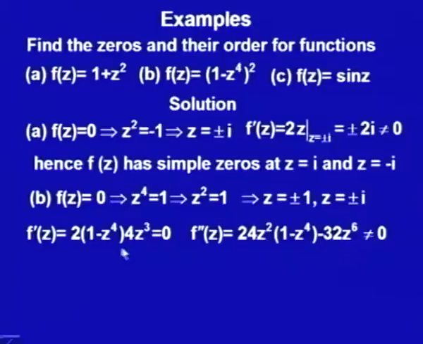So, what will be the order of the zeros at these points? The order of the zero would be 2, because what we have is f(z) is 0, f dash(z) is 0, but f double dash(z) is not 0. So, for this function (1 minus z to the power 4) whole square, we have 4 zeros at 1, minus 1, i and minus i, and all these zeros are of second order.